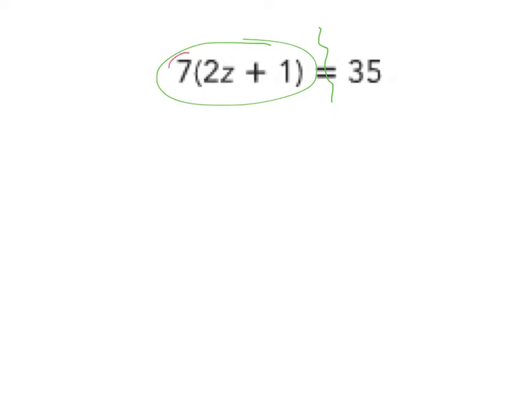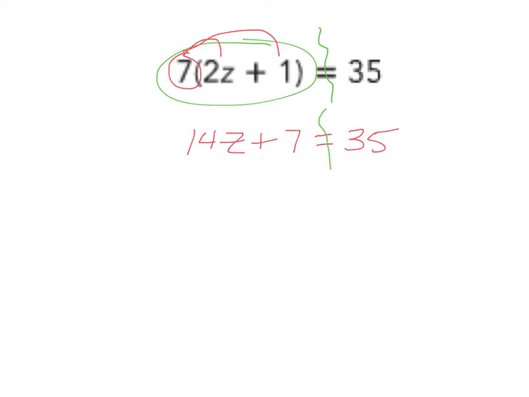Most specifically, this 7 is going to distribute, or jump. So remember, when we distribute, we multiply. So 7 times 2z is 14z, plus 7 times 1, which is 7, equals 35.